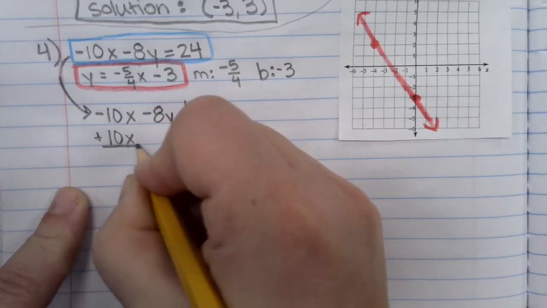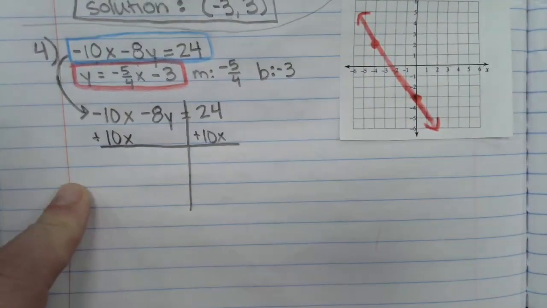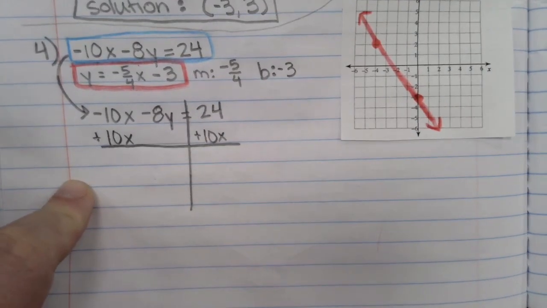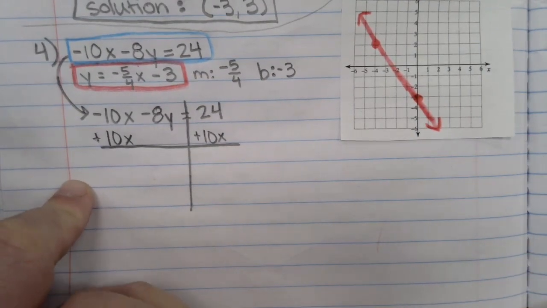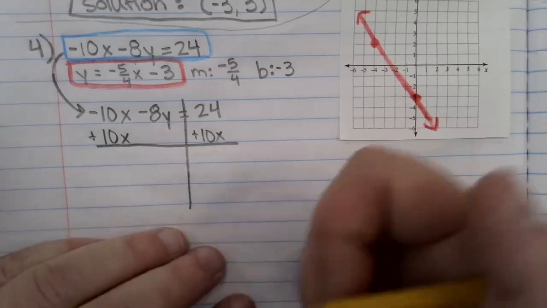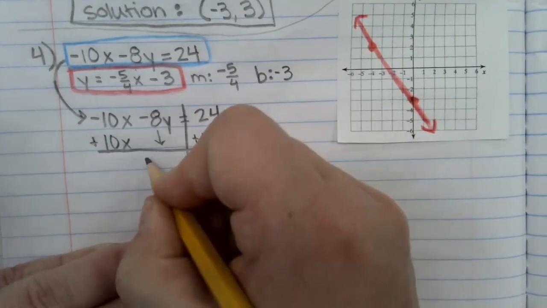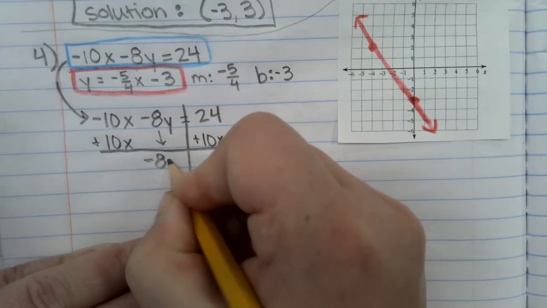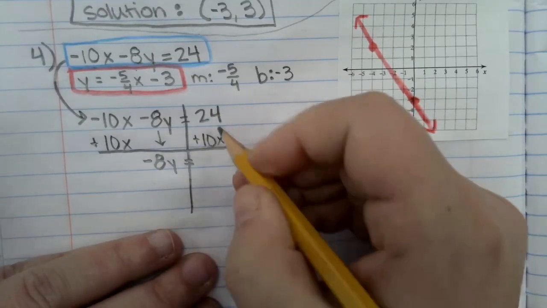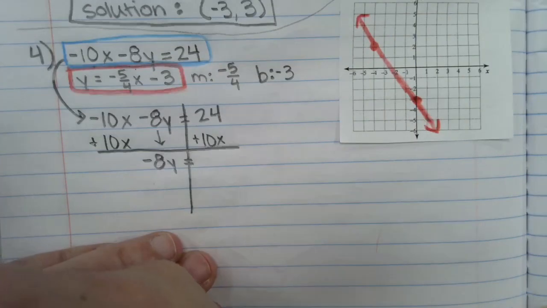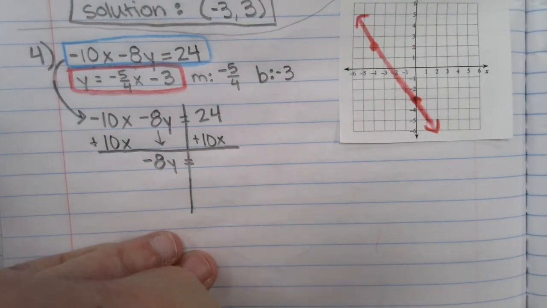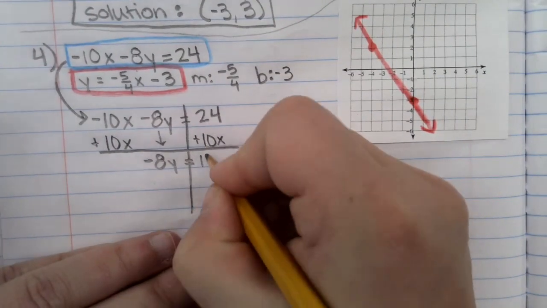Why not just a single side? Because then it doesn't stay equal. Whatever you do to one side, you have to do to the other side. That's how things stay equal. All right, this negative 8y drops down. Can I combine a 24 and 10x? Cannot. So we have 10x plus 24.